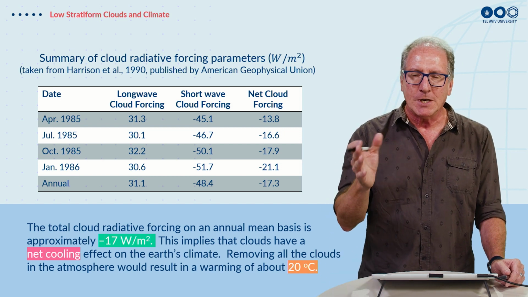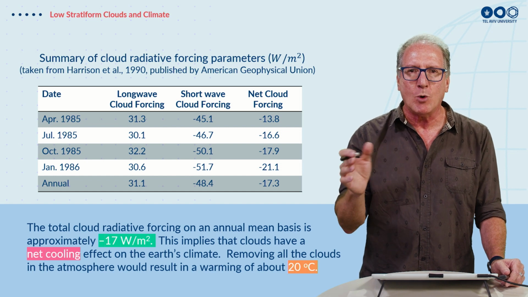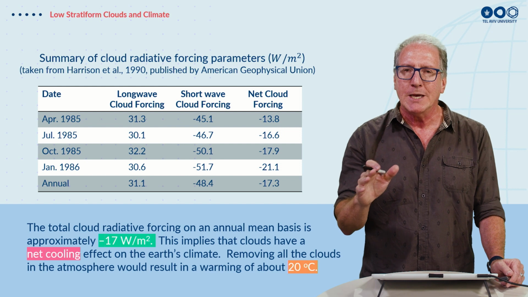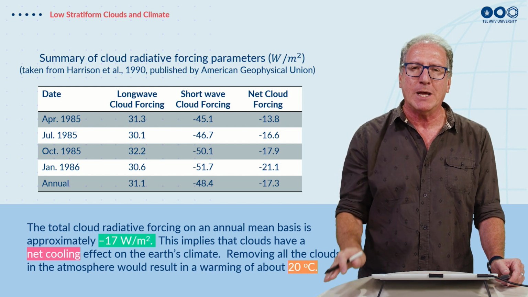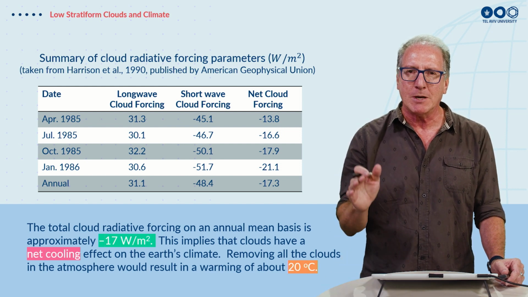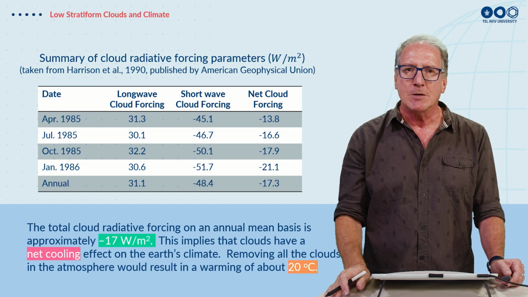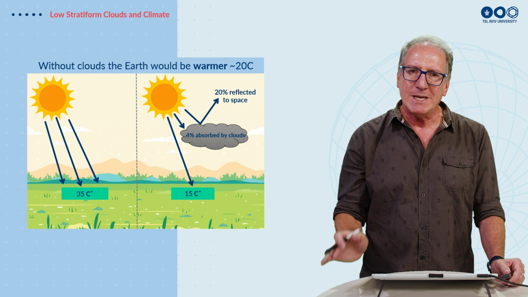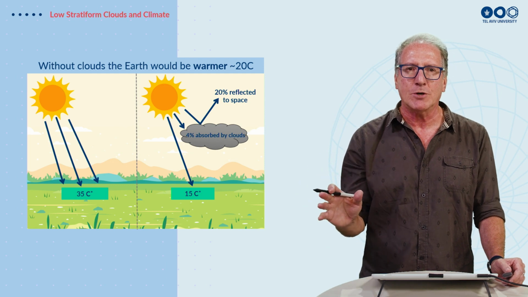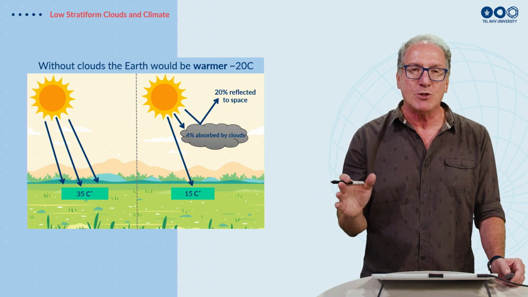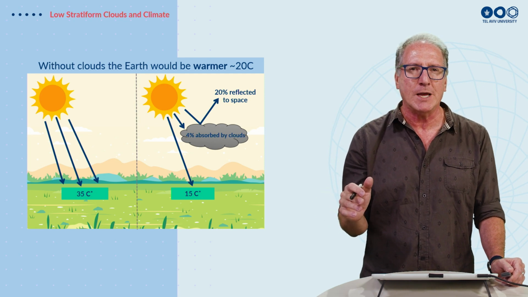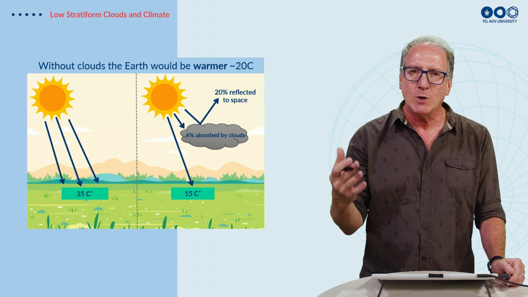And so overall clouds, because it's a negative number, cool the climate. And as a rule of thumb, 1 watt per square meter you can say is more or less a 1 degree warming or cooling. And so this means that the clouds on planet Earth actually cool the temperature by close to 20 degrees, just because they exist in our atmosphere. And so basically, without clouds on planet Earth, the temperature should be maybe 35 degrees centigrade and not 15 degrees as it is today. The clouds have this cooling effect.